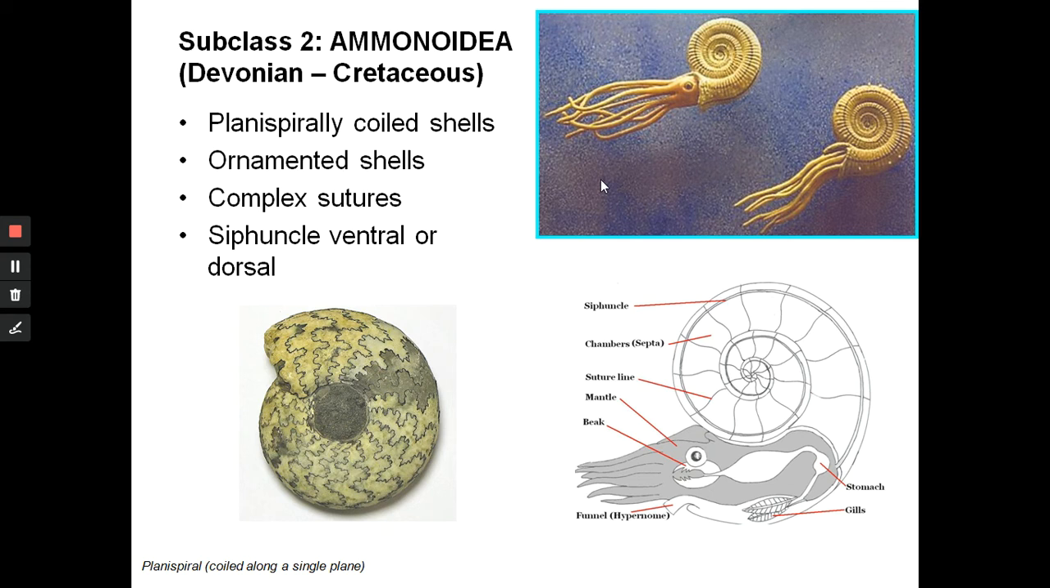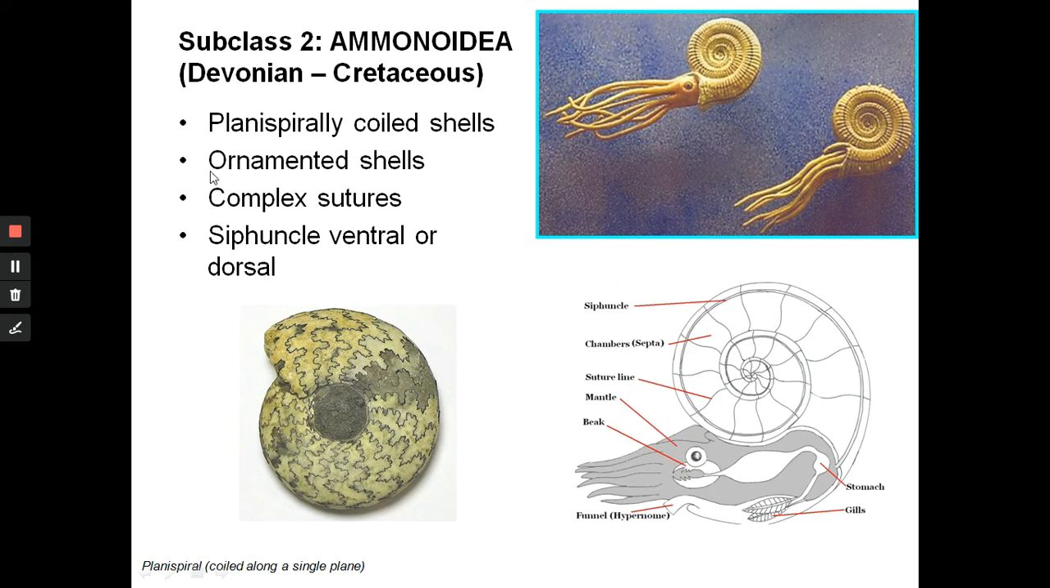Superficially they look like nautilus. They have a coiled shell which is spiraling in a single plane, so they are planispiral. But the shell is no longer smooth. They can be elaborately ornamented, with lots of spines and ribs and lots of lines and so on.